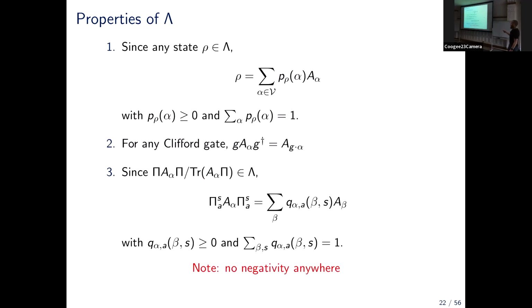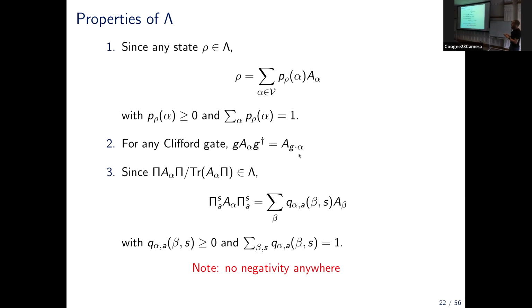So because the polytope has these properties, we get these properties of the representation of quantum computation. So same as before, we start by representing the state rho as a probabilistic mixture of the vertices of lambda, except here, these coefficients can always be chosen to be non-negative. And then the representation of dynamics is the same as before.